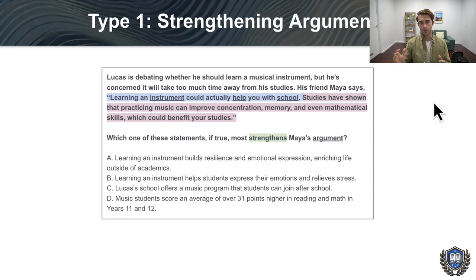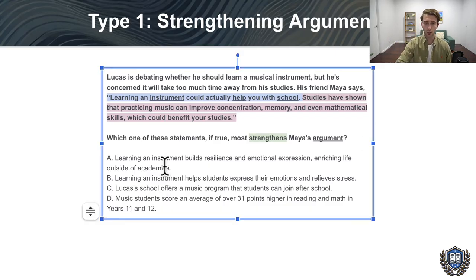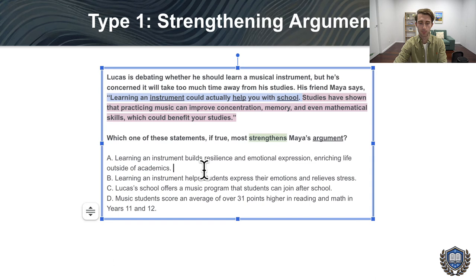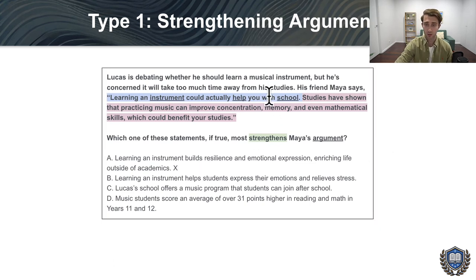So now what we're looking for is which statement most strengthens Maya's argument. And when they say what strengthens her argument, they're really asking what would strengthen her conclusion. First one, learning an instrument builds resilience and emotional expression, enriching life outside of academics. Now, this is exactly what we saw. Maya's argument is about how learning an instrument could help you with school. This is about how learning an instrument is really good. It builds resilience, emotional expression, enriching life outside of academics, outside of school, in other words. And so A is incorrect for that reason, because it's not directly linked to her conclusion.